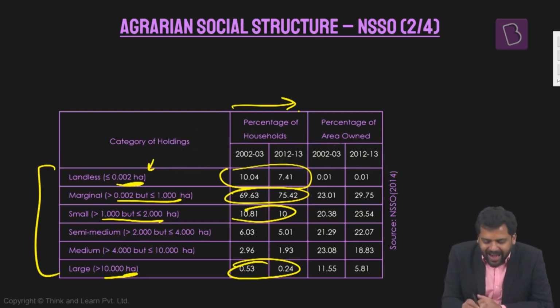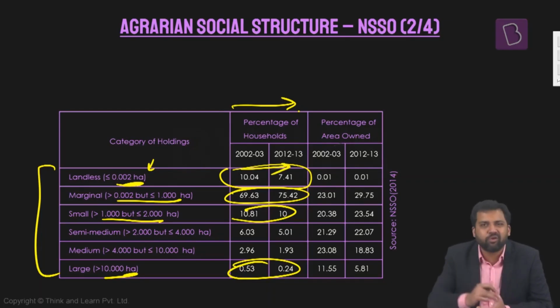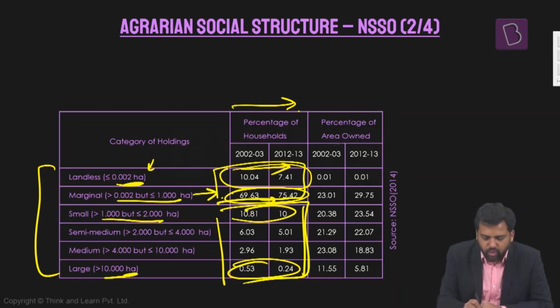One thing you can notice is that landlessness, according to this definition, meaning those having less than 0.002 hectares, has gone down from 10% to 7.4%. What about marginal holdings? It has gone up. Small holdings are more or less the same. Again, all these numbers are quite low, while the marginal land holdings number is huge.